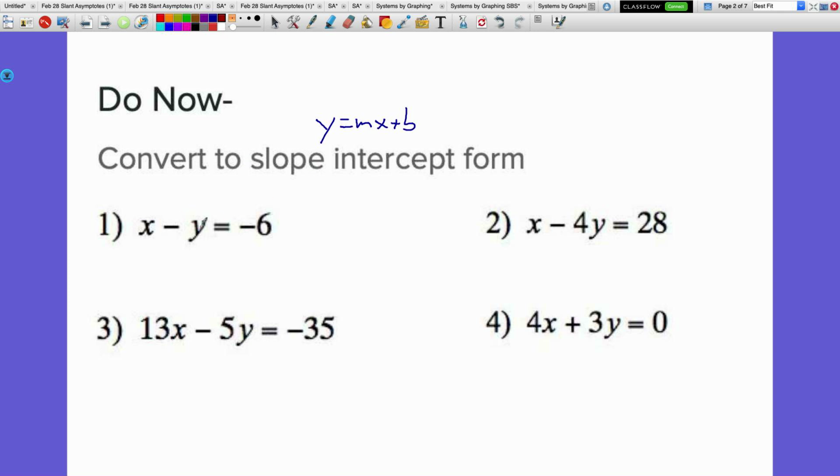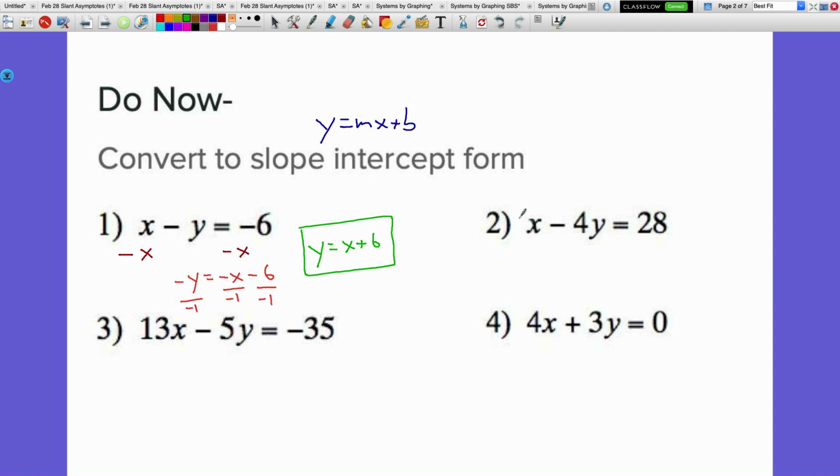So the y is already on the left, that's good, but the x is on the left as well. It needs to move to the right, and I do that using an inverse operation. I subtract x from both sides. Now I've got negative y equals negative x minus 6. Now I need to get rid of the coefficient on y. I need to just get rid of that negative, so I divide everything by negative 1. All right, and I get y equals x plus 6 after I simplify.